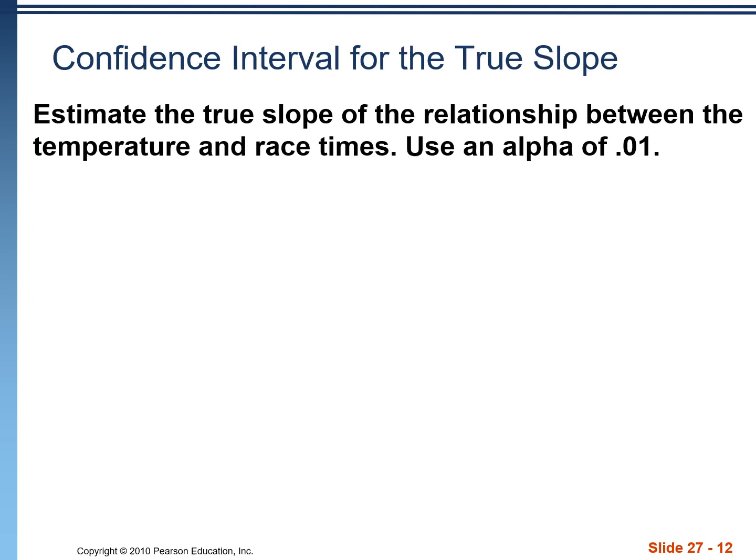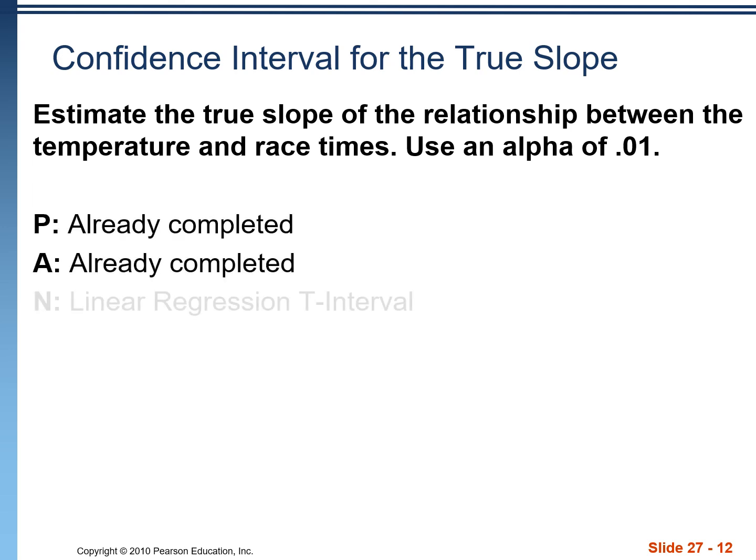That was the hypothesis test. It might also ask us to create a confidence interval, in which case we're estimating the true slope between the temperature on race day and the amount of time it takes for the runner to complete this race. It gives us an alpha of 1% again, which matches up with a two-tailed hypothesis test. If it was one-tailed, we would want to double that alpha since the alpha is entirely on that one side.